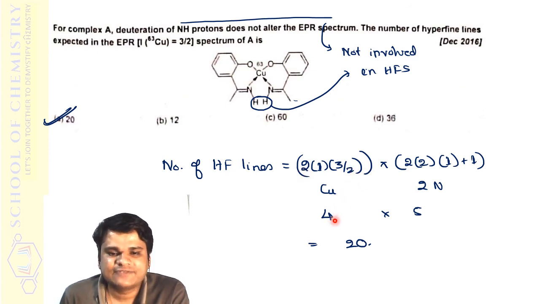Because of copper, as we know, the one line observed has to split into 4. For 2 nitrogens, 2nI plus 1, we can go with the same formula. It says that it has to split into 5 lines. 5 into 4, totally a 20 line spectrum is expected in this case. That is option A, right?